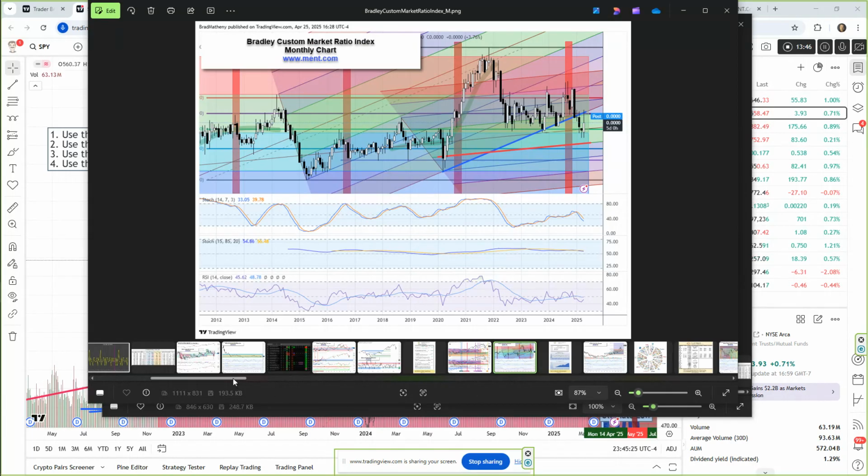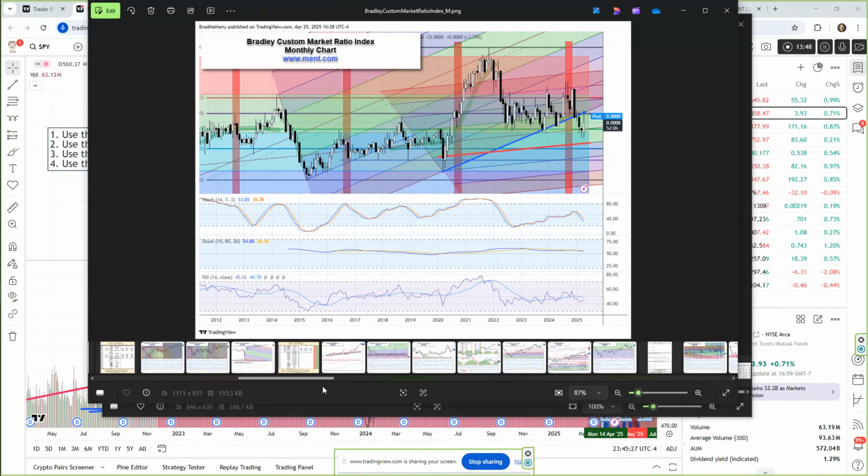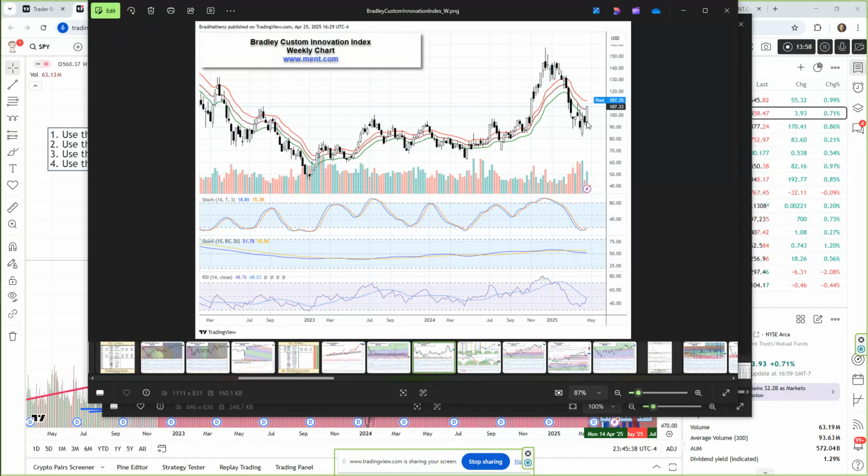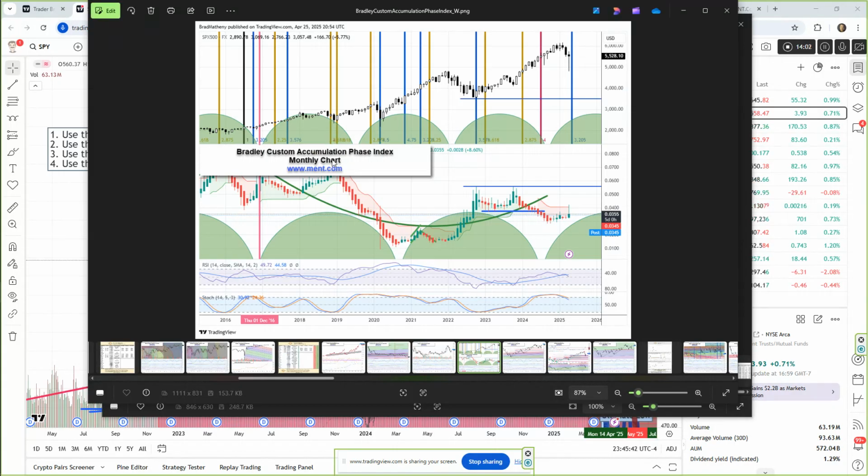We have more. Like I said, I do all of these charts every weekend. We have the devaluation cycle phase, which tells me, again, another look at devaluation of the US stock market. We have the innovation index, which tells me what's going on. These are weekly. We have the accumulation phase index, monthly, which tells me trending, which we are still in bearish trending. We'll see how this plays out. We just went into May. This was as of last Friday.